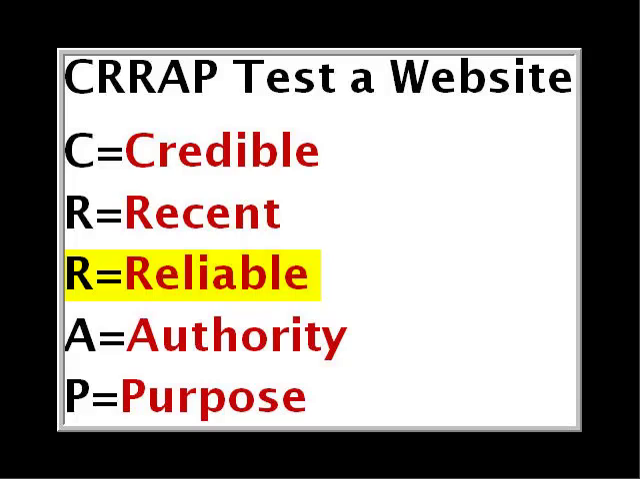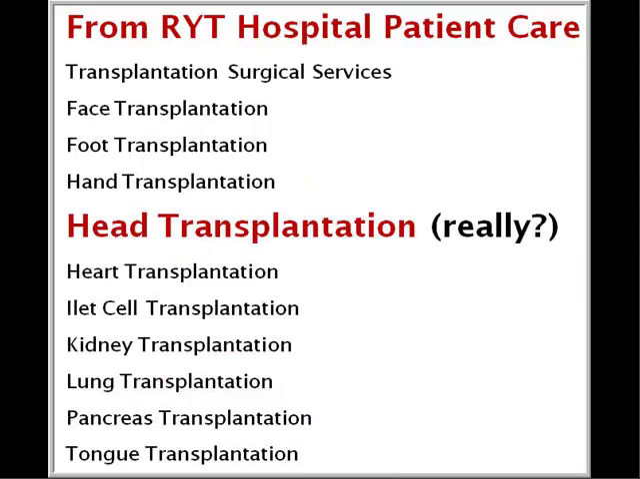Reliability means the information is verifiable by other sources, accurate and reasonable with today's knowledge. The hospital lists head transplantation surgery as one of their services. After some research, I found currently this is not a reasonable procedure for humans. Talk with your healthcare professionals and ask a librarian for help in finding quality sources to verify what you are reading. You must have more than a couple of sources that agree with important health questions.